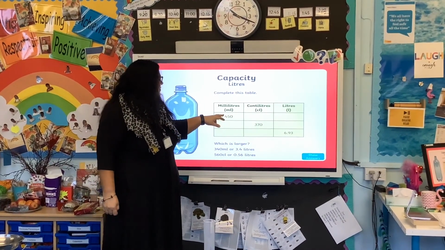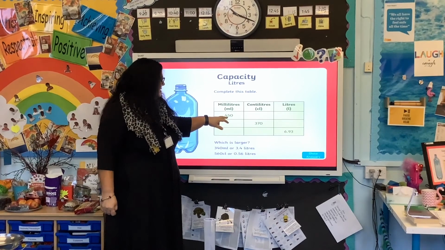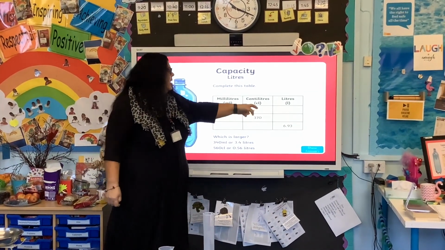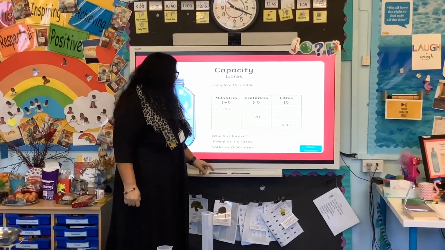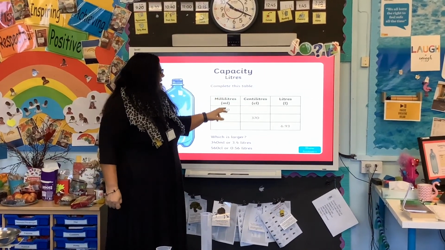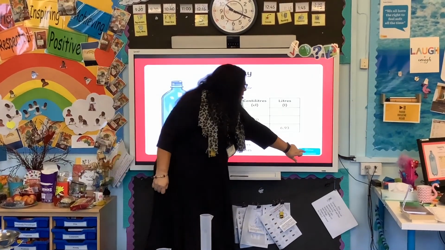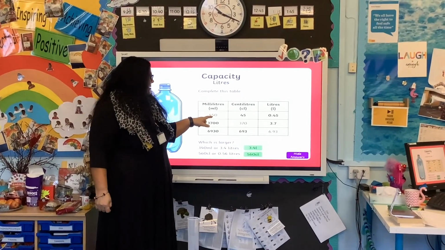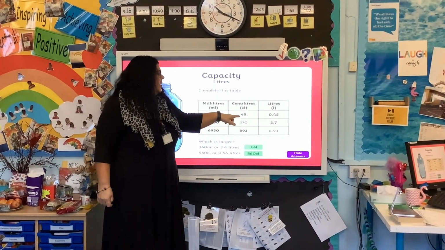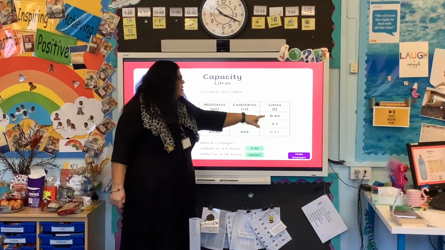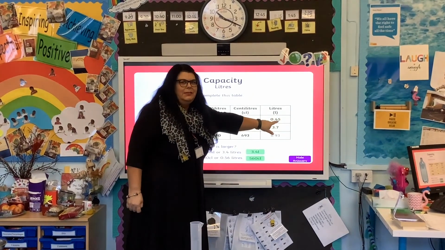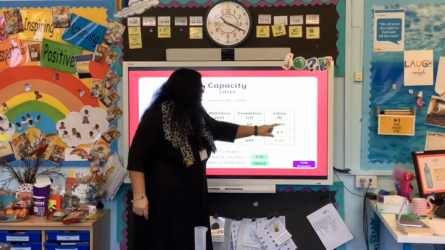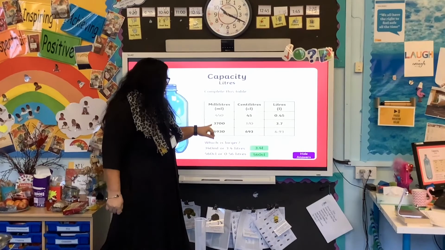We've got 450 millilitres. How many centilitres do we think that's going to be? And what are the litres going to be? So we know that this was 1,000 and this is 100. So when we show our answers, we can see that there's 450 millilitres, 45 centilitres, and 0.45 litres, just under half of a litre. Oh, half, we could have maybe put that on our mind map. So here's another example.